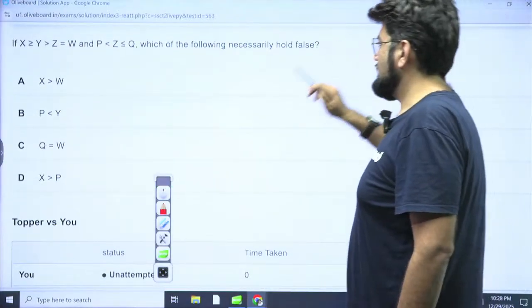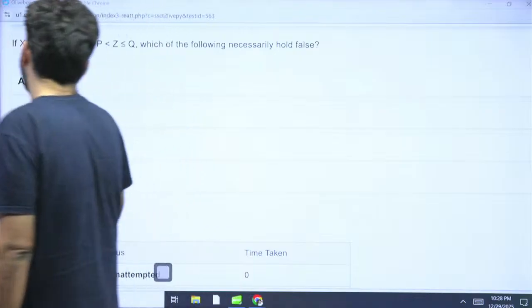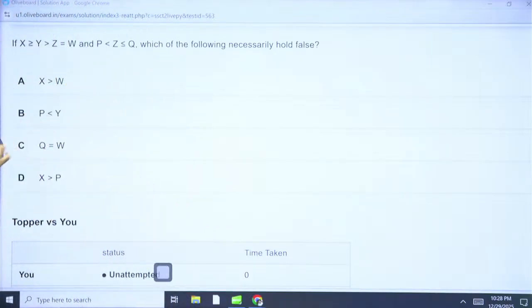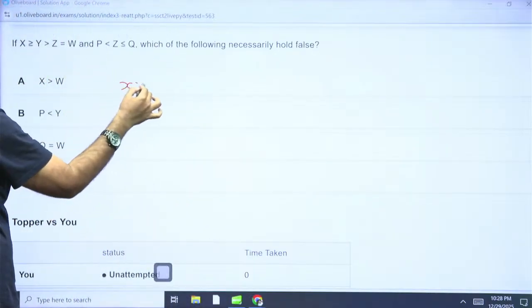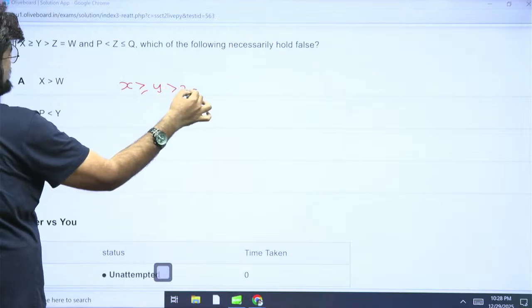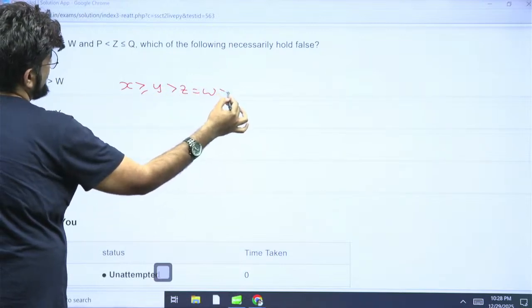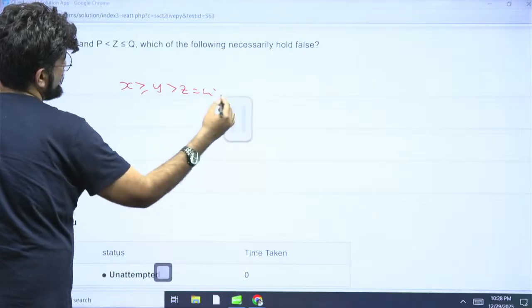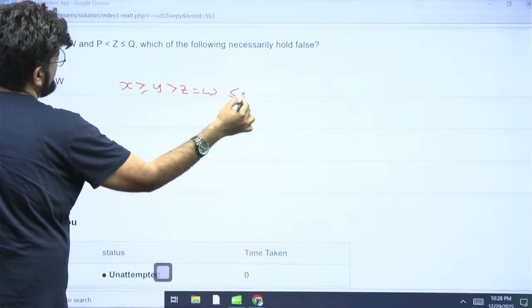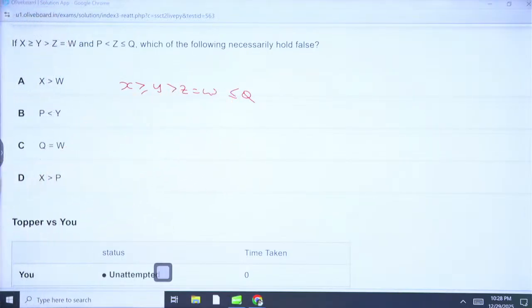Which of the following will necessarily hold false? So we can connect it at Z. X is greater than equal to Y is greater than Z is equal to W. And Z is greater than equal to, less than equal to Q. And Z is greater than P. Do we need a P? X is greater than W.